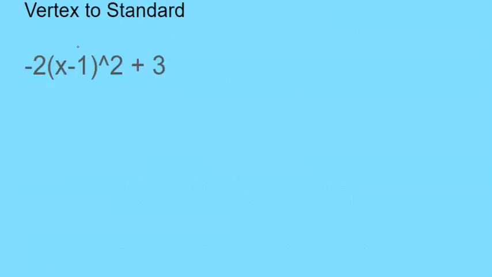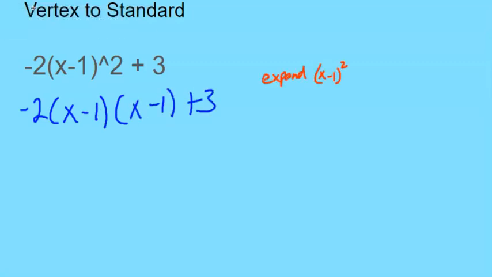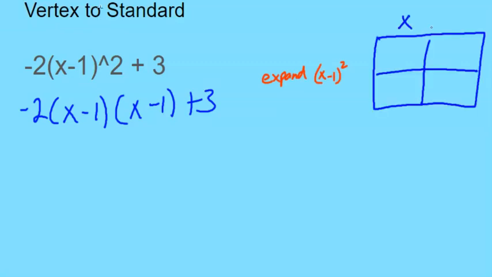Let's do this example. Vertex to standard. So here are the steps you want to do. First, you want to expand the x minus 1 squared term. From here, you're going to do the box method. Let's do x minus 1, x minus 1. We're finding the area of all four boxes and then combining like terms.